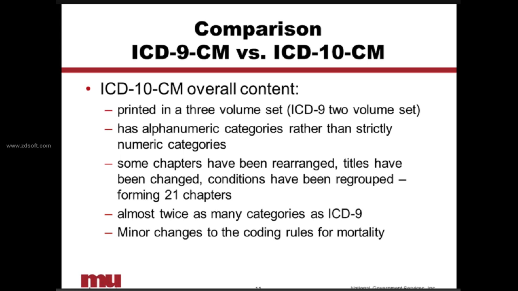So some differences that you will see from ICD-9-CM to ICD-10-CM is that ICD-9 was printed in a 2-volume set as compared to the ICD-10 3-volume set. Your ICD-10 will contain alphanumeric categories rather than strictly numerical categories. Some chapters have been rearranged, titles have been changed, conditions have been regrouped, forming 21 chapters, which is almost twice as many categories as ICD-9. And there were also minor changes to the coding rules for mortality.